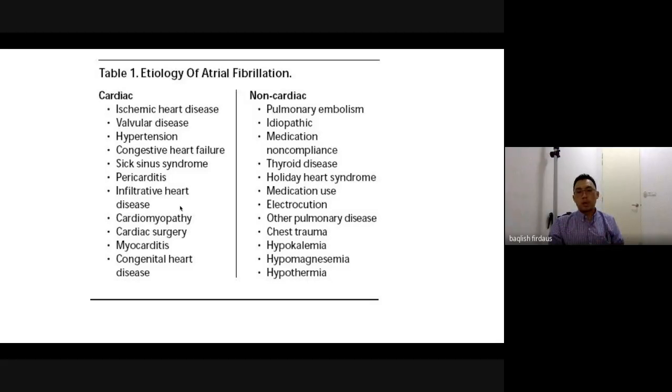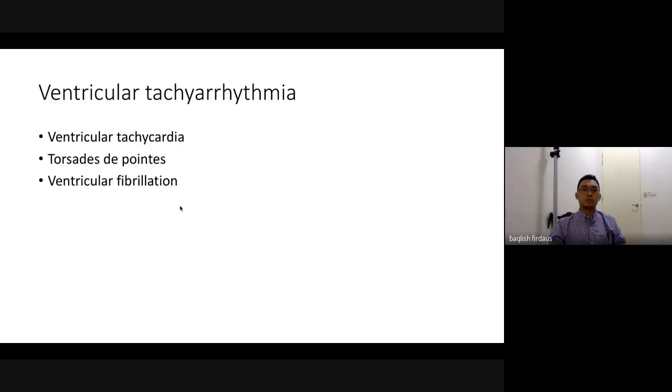If you have electrocution, a patient with lung disease, for example chronic lung disease, COPD, bronchitis, chest trauma, or even hypokalemia. So in every patient with atrial fibrillation, you must correct the ECG, and you must correct the electrolyte. Make sure it's not caused by an electrolyte imbalance.